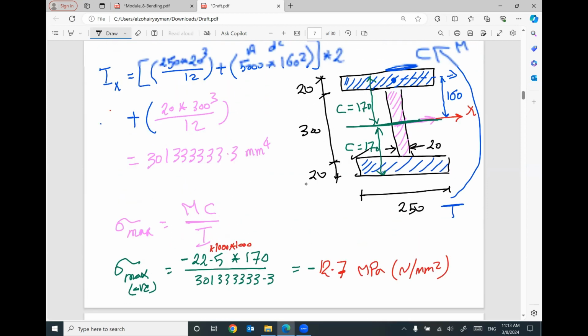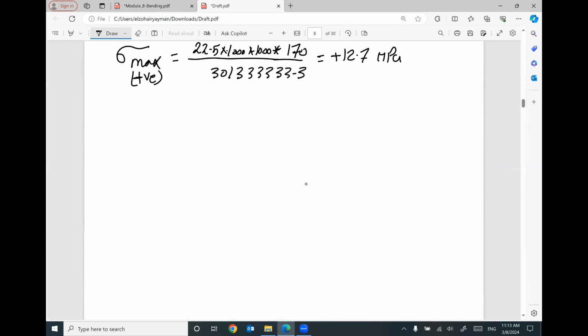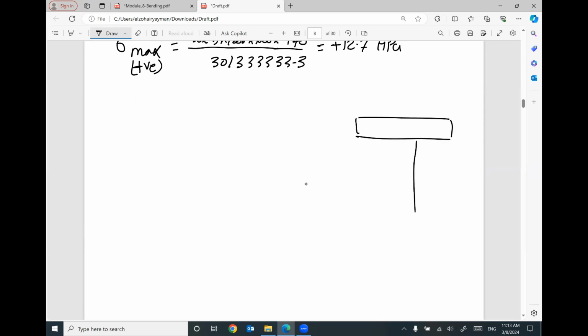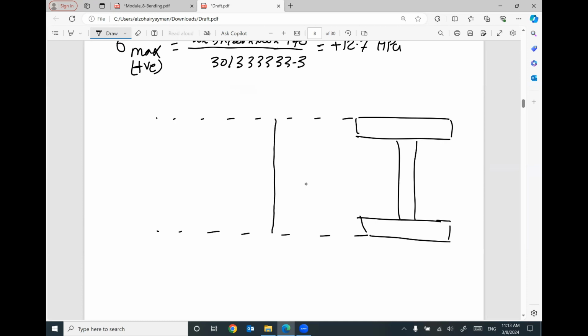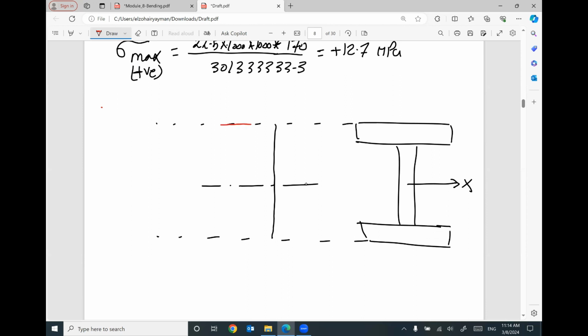If you would like to draw the normal stress distribution, which is required here, here is the cross section. I do recommend not to use the cross section itself, but I will project this cross section to be this line. I will project the x-axis to be this line. The maximum stress at the top, which is compressive stress, is 12.7. So I will have here compressive stress, 12.7 megapascal. At the bottom, we have tensile stress. Here is the tensile stress, the arrow coming out from the cross section, 12.7 megapascal.